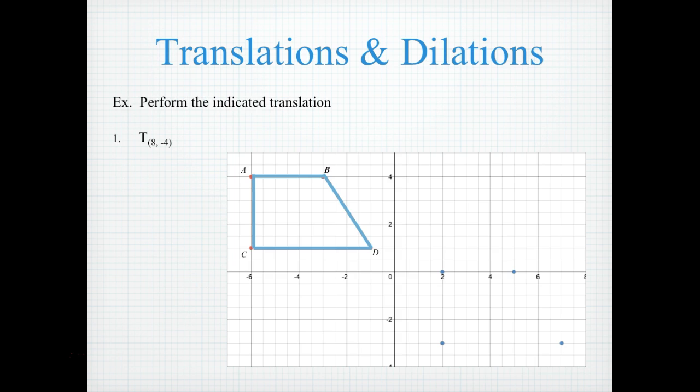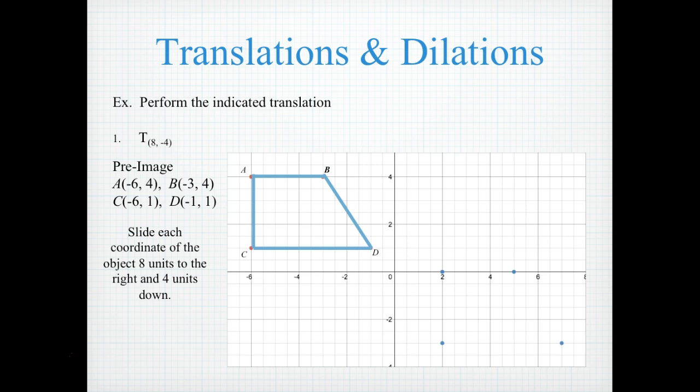So in our example, we're going to perform the indicated translation on the trapezoid that we have here. It's quadrilateral ABCD, where A is the coordinate -6, 4, B is the coordinate -3, 4, C is the coordinate -6, 1, and D is the coordinate -1, 1. And we're going to perform the translation 8, -4. So what I need to do is slide each coordinate of the image 8 units to the right and 4 units down. So I need to add 8 to each of the X values, and I need to add -4 to each of the Y values of the pre-image.